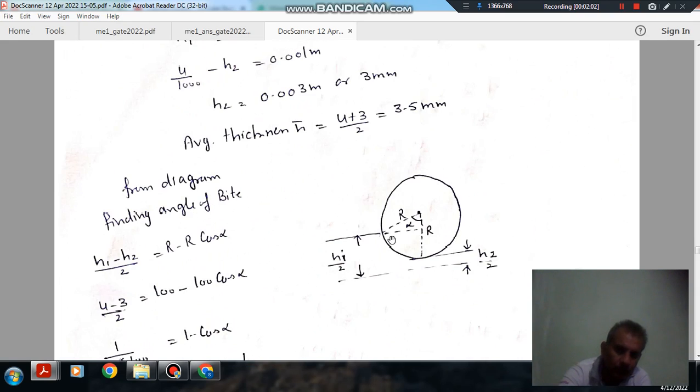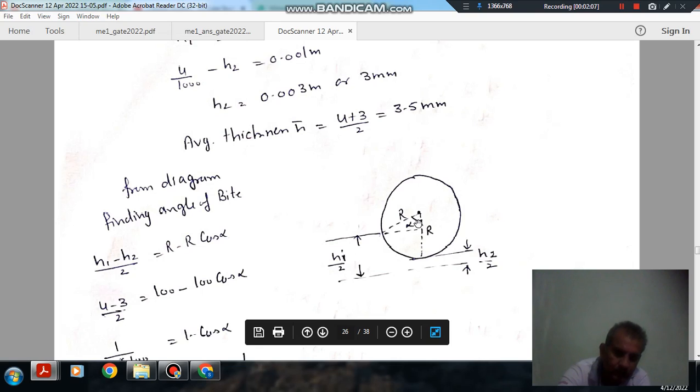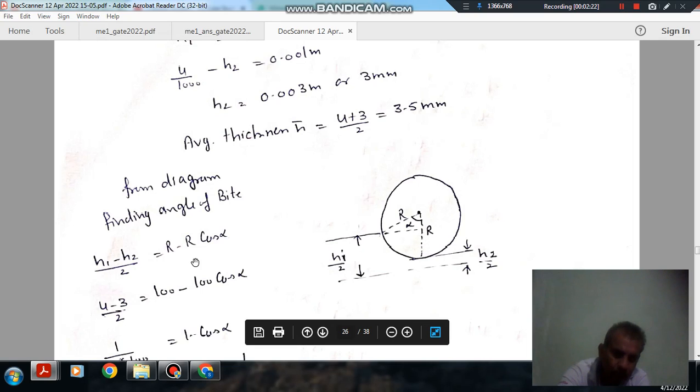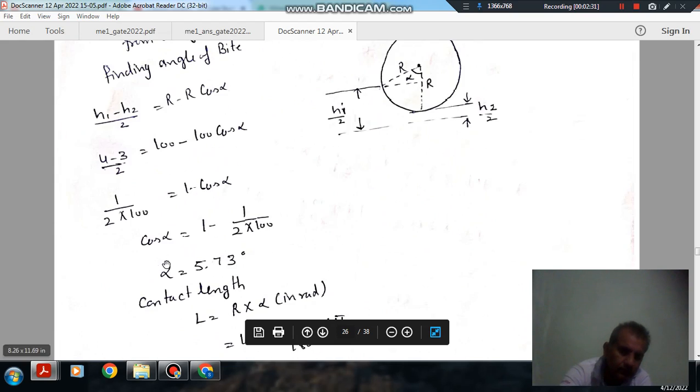Now this is your rolling, and this is your initial h1 by 2, and this is your h2 by 2, and this is radius r, this is r, and this is the starting point, this is the finishing point, and this angle is the angle of bite. So this is h1 minus h2 by 2, and this is r cos alpha, and this is r. So r minus r cos alpha is equal to h1 minus h2 by 2. Okay, so cos alpha is equal to 1 minus 1 by 2 into 100. So alpha is 5.73 degrees.